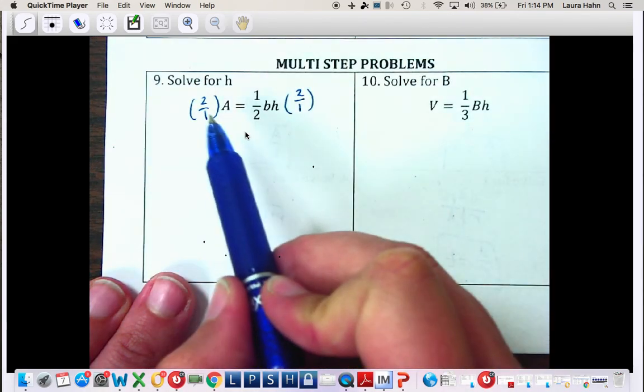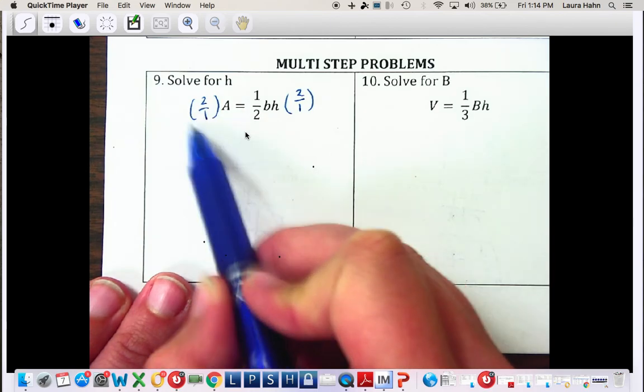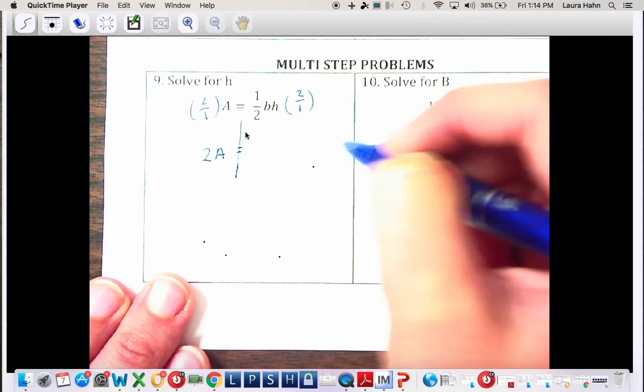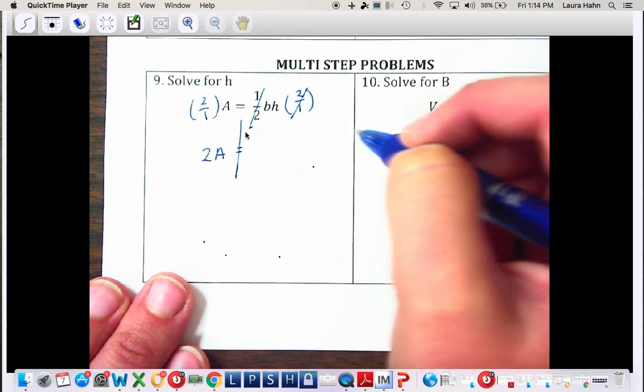2 over 1 is just 2, right? So 2 divided by 1 is just 2. So 2 times a is 2a. A fraction and its reciprocal cancel, so bh falls down.